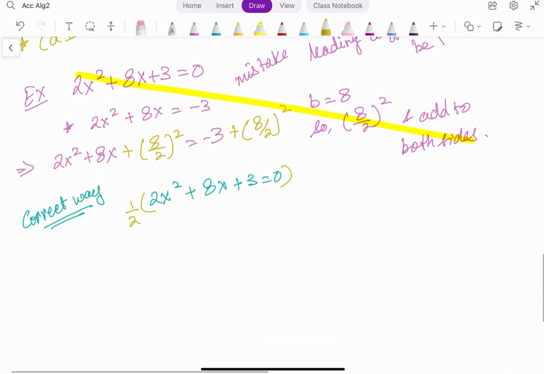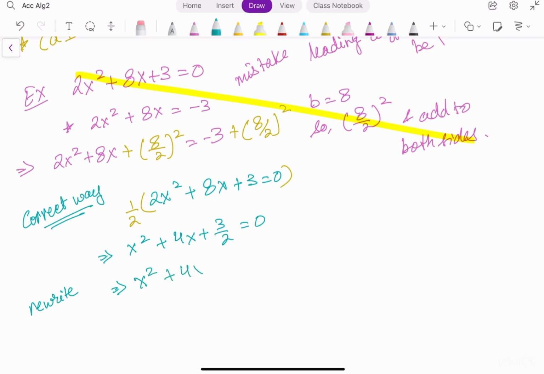So I multiply by 1/2, which is nothing but dividing by 2. This will create a leading coefficient of 1, and it will work smoothly like magic. Now rewrite, take the constant on the right hand side, negative 3/2. At this point, take half of b, which is 4 in this case, and square it, and we will add to both sides.